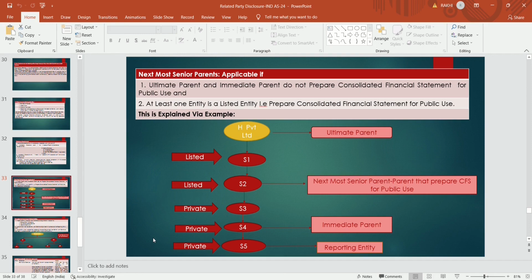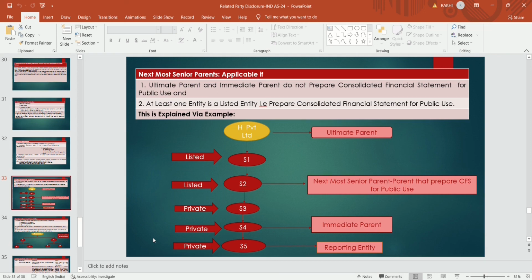So, next most senior parent. What do we mean by next most senior parent? This applies if the ultimate parent and immediate parent do not prepare CFS for public use, and at least one entity is a listed entity which prepares the consolidated financial statements for public use. So in this case, the reporting entity is S5, which is the private company. The immediate parent of S5 is S4, and the ultimate parent of S5 is H Limited, the holding company. And who is the next most senior parent?